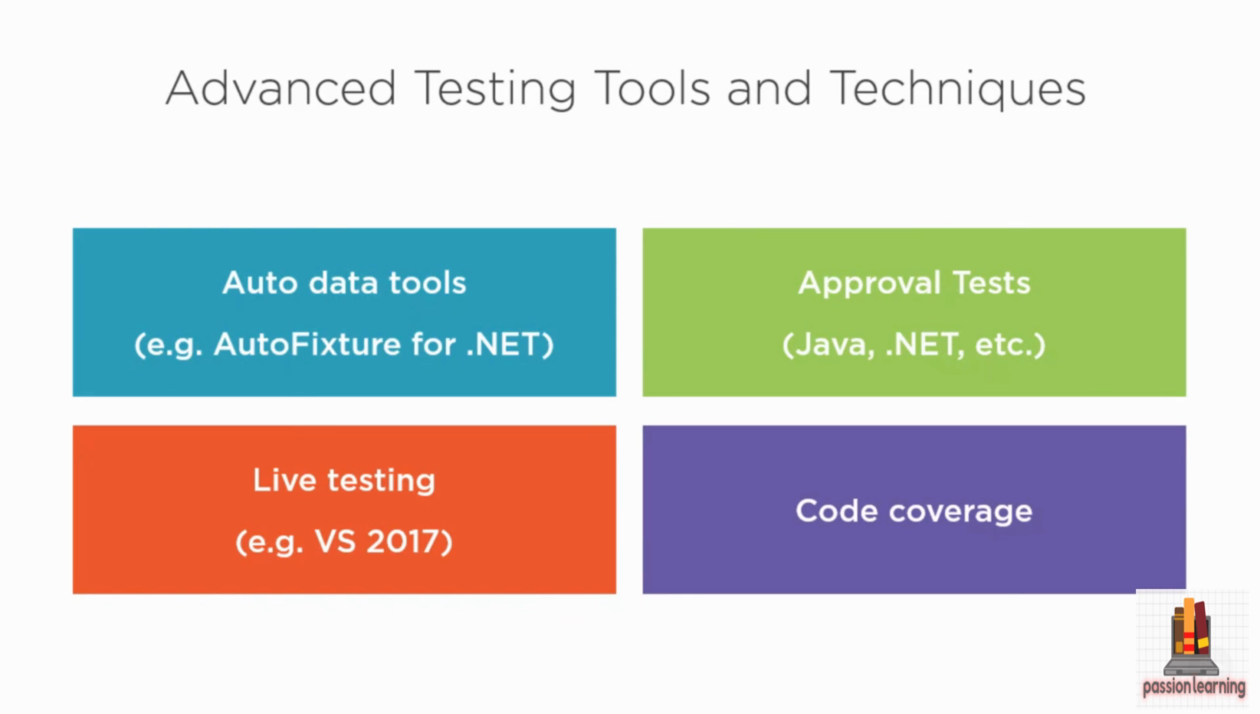We can also employ code coverage tools. This lets us see the amount of production code that our tests are actually executing. So for example, if we had 80% code coverage on our unit tests, it would mean that we have 20% of the production code that's not being executed during automated tests.